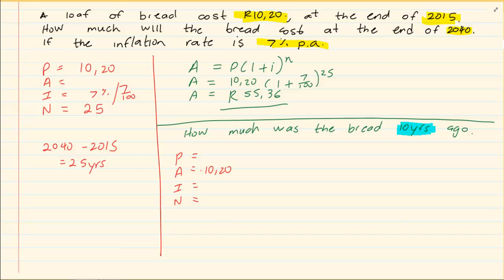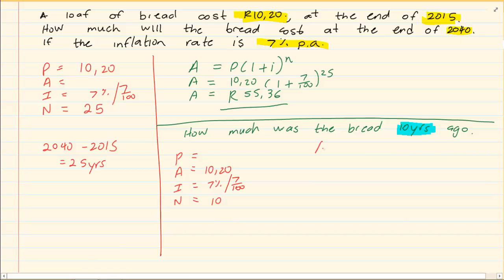P is always the first value and A is always the final value. So when I'm talking of the past, then the P is what was and A is the present. So you're looking at a date basically on a line, and the P is always the first one and A is always the second one. So when I'm saying 10 years ago, then that answer would be my P because it's the first value, and A would be my second value. My I would still be 7%, and my N would be 10.